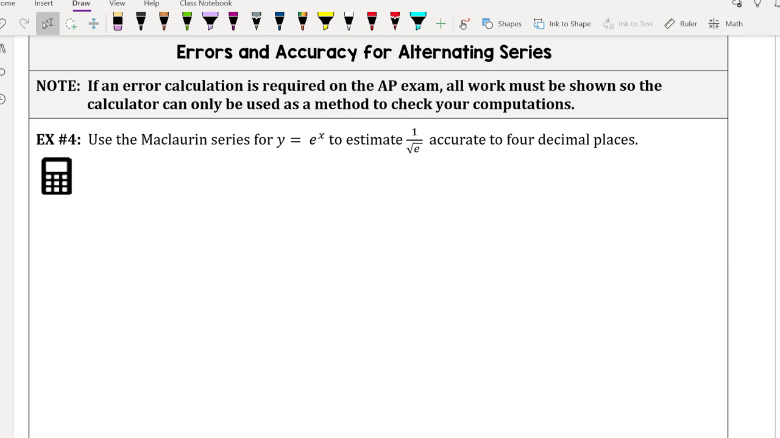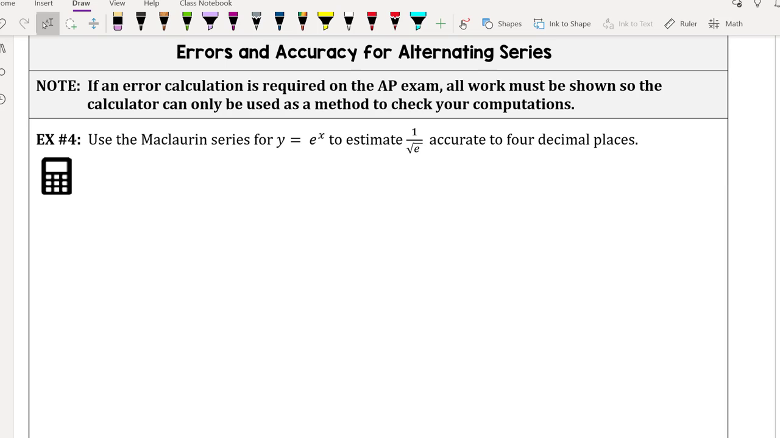This is the third and final part of Lesson 10.11, Lagrange error-bound inaccuracy. In this part, we're going to look at two more examples. The first one is dealing with alternating series. So we're going to start with a note.